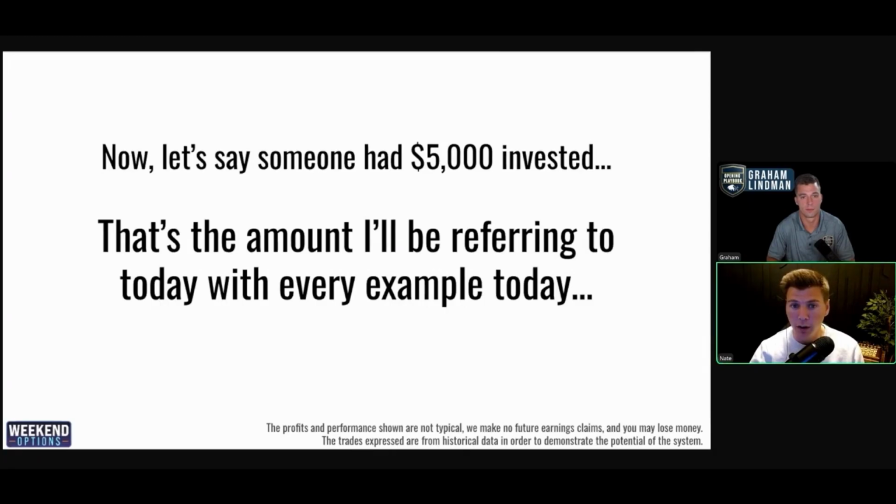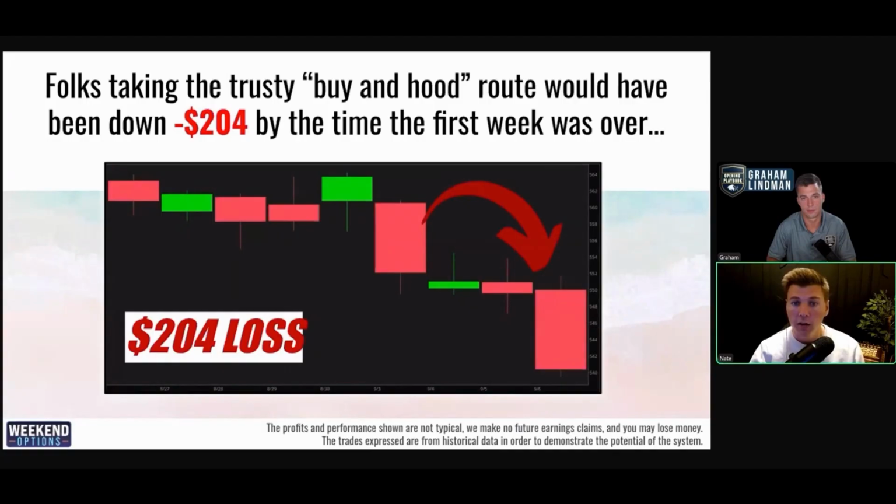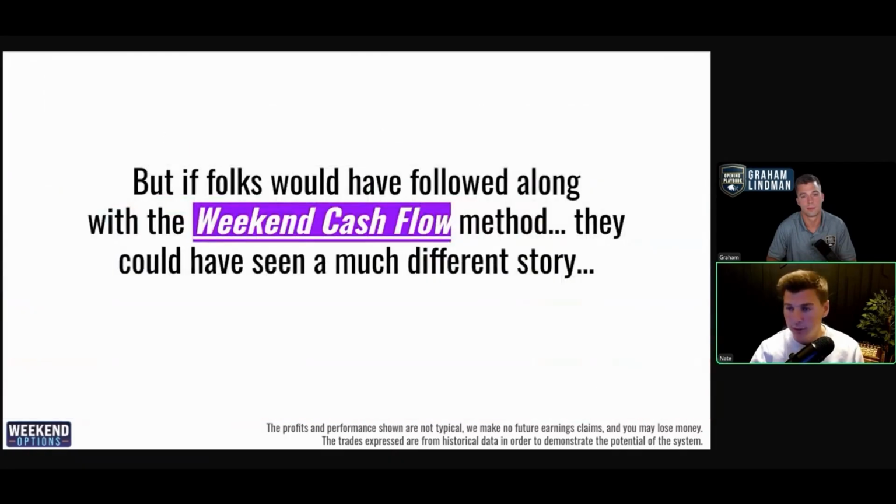I'm sure you guys remember what August looked like last year. Let's say someone had $5,000 invested, which is the amount we'll use for all the trade examples that we go through today. At the beginning of September, the S&P was already in the middle of a pretty ugly fall. Folks taking that trusty buy and hold route would have been down about $204 by the first week there in September.